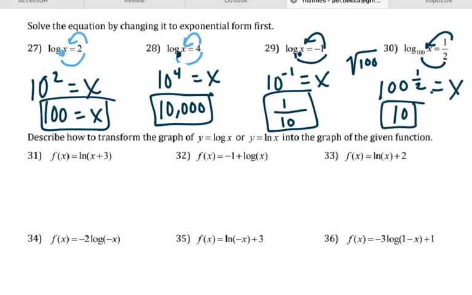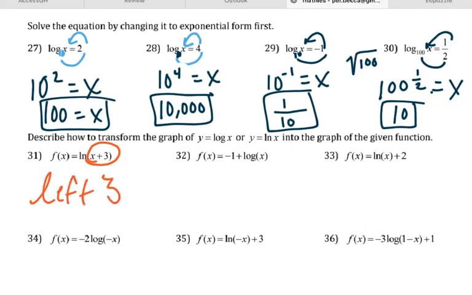Not too bad. Okay, describe how to transform the function log of x or natural log of x into the graphs given below. So this is just like what we did on that last paper for 10.1. The rules apply. If a number is with x, it's left, right. If a number is in the front or in the back, it's up, down. Ready? So 31, the number here is with the x, so it's going to move it to the left 3.